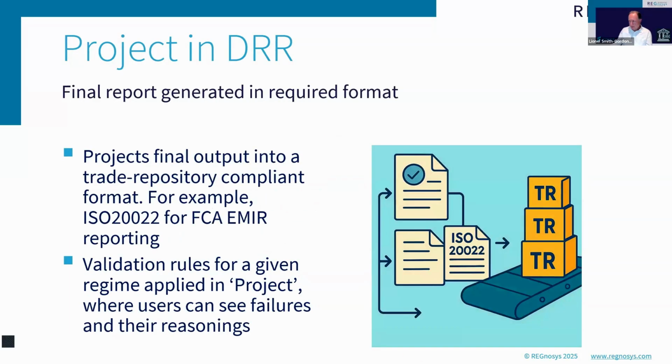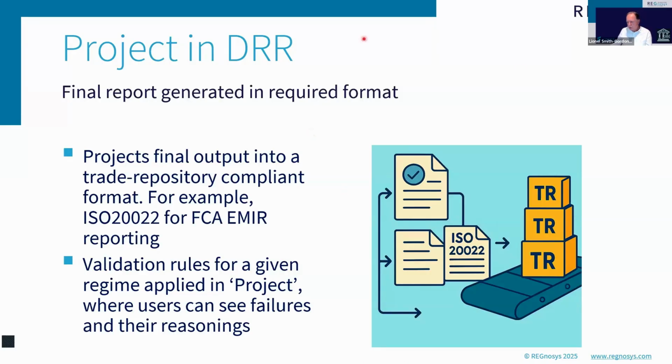And then the fourth step is project, which is taking that data object, which is ready for regulatory reporting, and projecting it out to a TR-ready format, for example, ISO 20022. And then at the same time, applying validation rules against that data, which is effectively duplicating the validation rules that exist at the TR that would ultimately, in a production use case, run, that would create NACs.